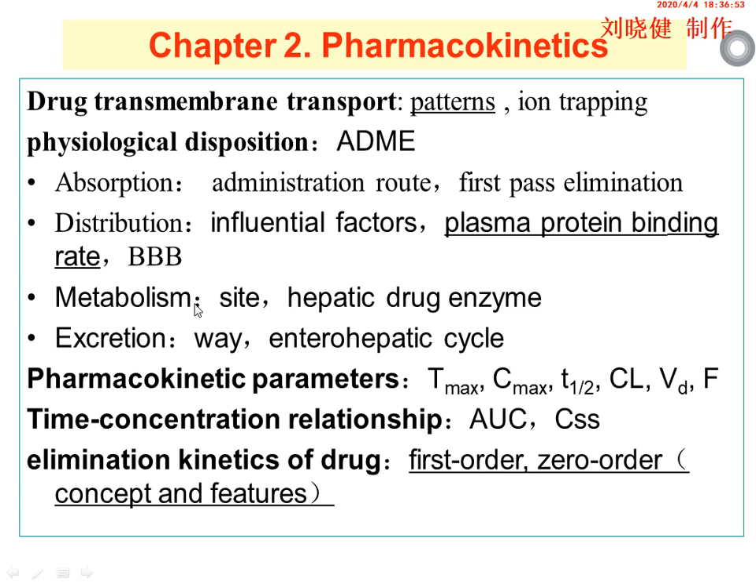Metabolism. The main organ for metabolism is the liver, and here you mainly studied hepatic drug enzymes. They can be inhibited or induced by some substances. Excretion. The main way is urine from the kidney, and other routes, like skin or breast milk, can also excrete some drugs. Here you also studied one terminology: enterohepatic cycling, or recycling. This prolongs the half-life of the drug in the body.